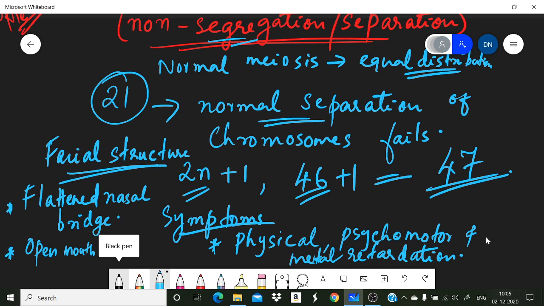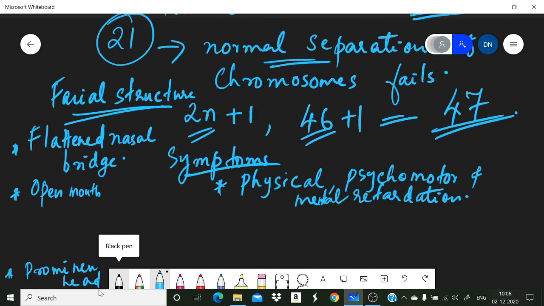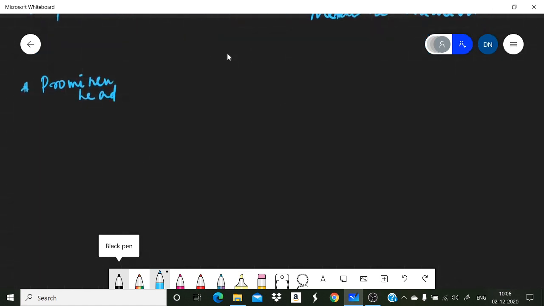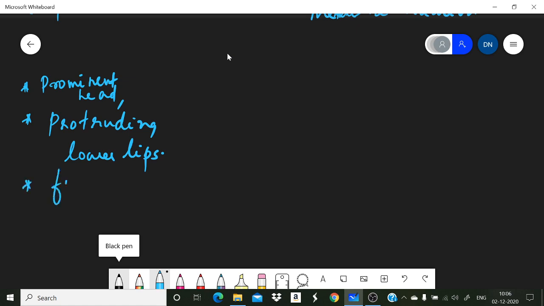They also have a very prominent, protruding head, and the lower lips are protruding, projected. And they have a furrowed tongue.